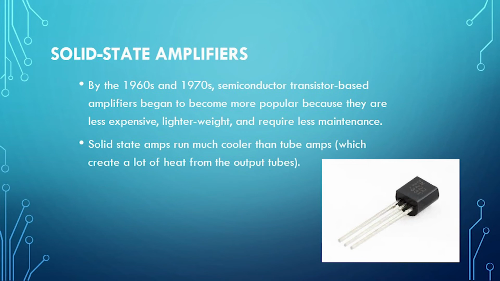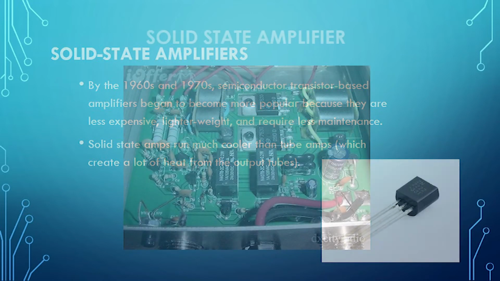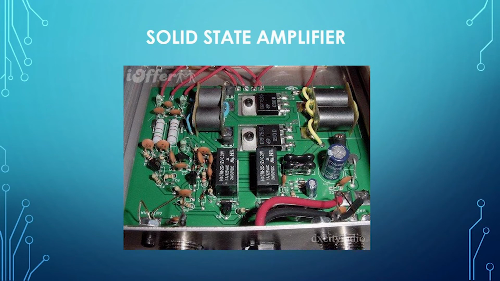Next, solid-state amplifiers. By the 1960s and 1970s, semiconductor transistor-based amplifiers began to become more popular because they are less expensive, lighter weight, and require less maintenance. Solid-state amps run much cooler than tube amps, which create a lot of heat from the output tubes. The image shown is an example of a solid-state amplifier.